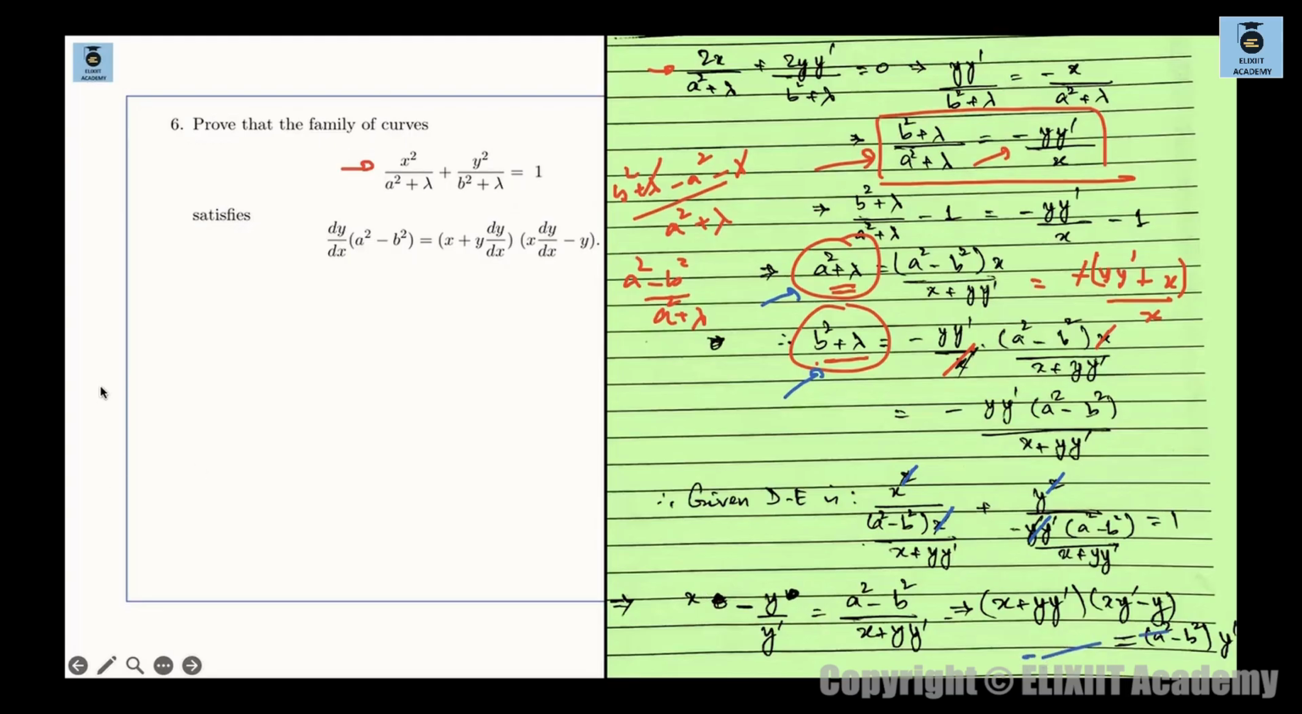This will come. Okay. You will get this form and this is exactly what they have asked to prove. See, x plus y dy by dx into x y dash, meaning x dy by dx minus y, meaning this. And on the right hand side we are getting a square minus b square into y dash, meaning a square minus b square into dy by dx. So you will get the form. Okay.